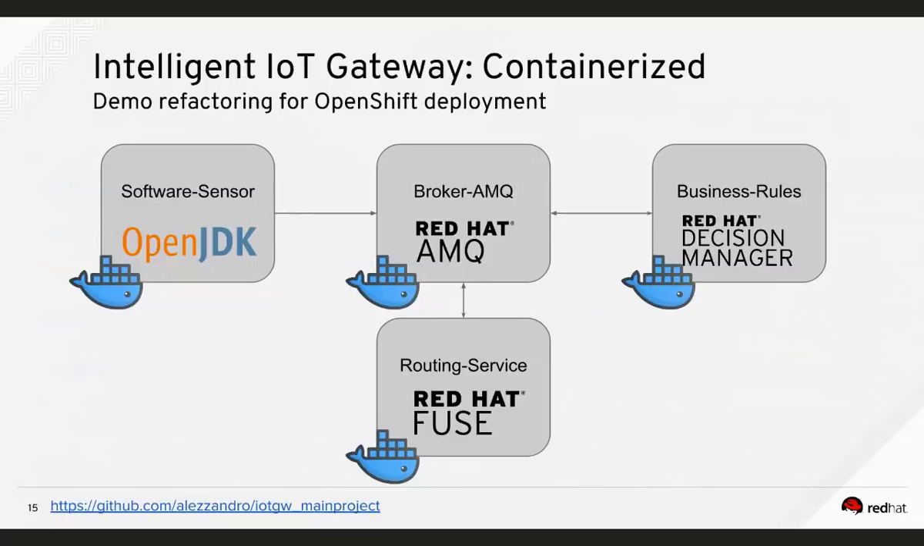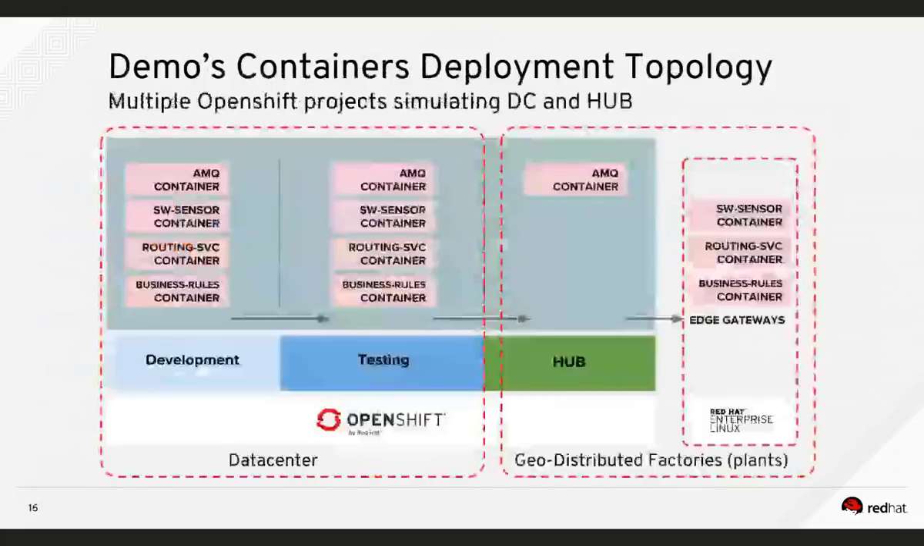Going in deep in every component, we have the software sensor, an application that produces simulated temperatures and sends them to an MQ topic handled by an MQ broker. Then we have the Fuse routing service component that takes the software sensor messages and moves them onto a queue, monitored by the business rules, empowered by the Decision Manager. And finally, we have the business rules component that checks the received value, and if it reaches a threshold, will trigger a message on another queue.